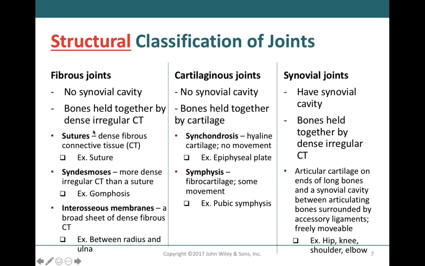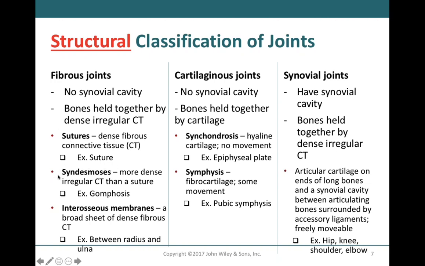Now, sutures we will see on the skull, and only on the skull. Those are the only places that we will see sutures. And again, these are held together by a dense layer of fibrous irregular connective tissue. We also saw dense irregular connective tissue in the skin. Dense irregular connective tissue has an irregular fiber arrangement that allows for strength in many directions. So this is our first type of fibrous joint.